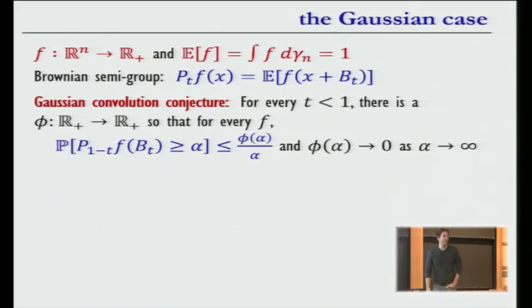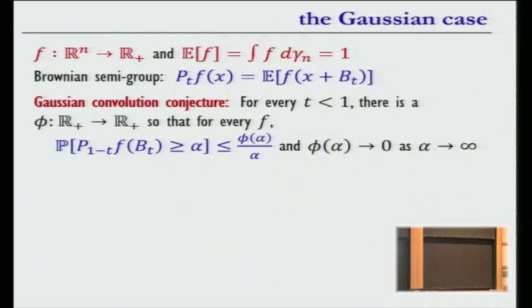B sub t is a Brownian motion at time t. The right way to think about this is that the natural way to sample from the Gaussian is to take a Brownian motion to time 1. Instead, what we'll do to sample this is take a Brownian motion to time t and then just average over the rest of the future to time 1.